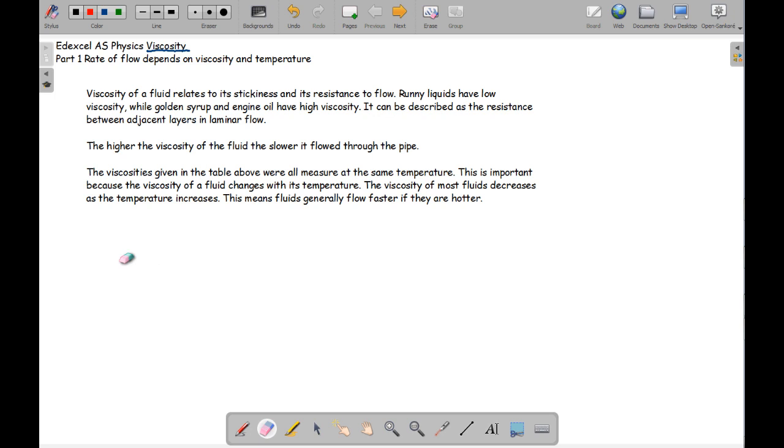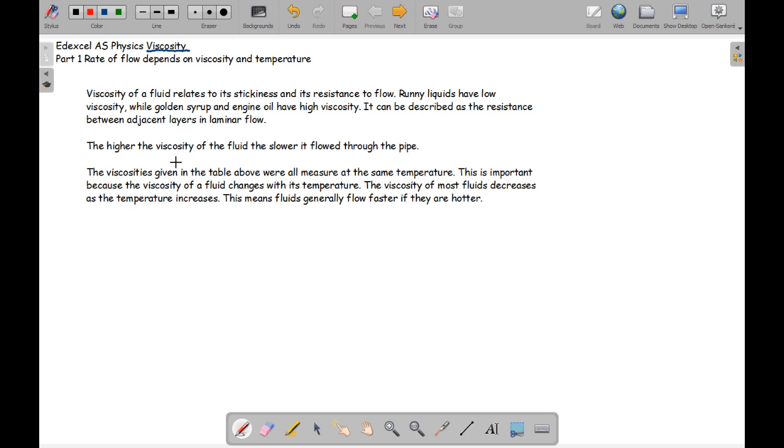So viscosity of a fluid relates to its stickiness and its resistance to flow. Runny liquids have low viscosity, while golden syrup and engine oil have high viscosity, and it can be described as the resistance between adjacent layers in laminar flow. The higher the viscosity of the fluid, the slower it flows through the pipe.